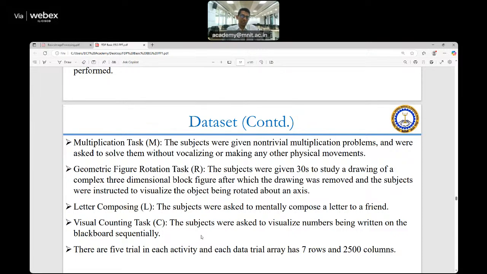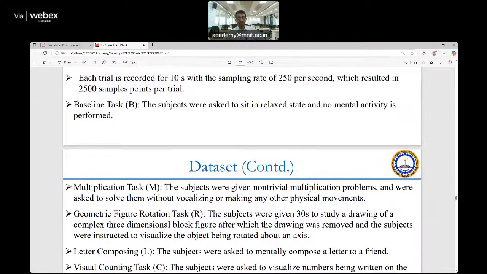In multiplication tasks, the subjects were given non-trivial multiplication problems and were asked to solve them without vocalizing or making any other physical movement. Geometric figure rotation: the subjects were given 30 seconds to study a drawing of a complex three-dimensional block figure, after which the drawing was removed and the subjects were instructed to visualize the object being rotated about an axis.